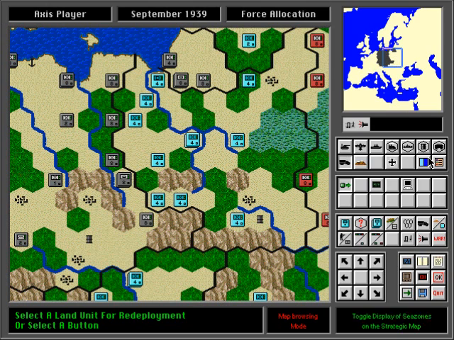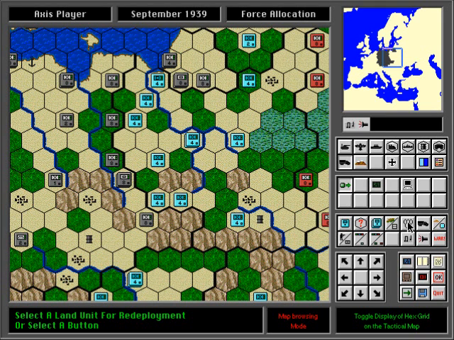Now, the first thing I like to do when I'm playing a new game of this is turn on the hexes. There's a button you can click, it will toggle the hex grid, which makes it a lot easier to see what is going on. Now, let's compare the two armies that we have.